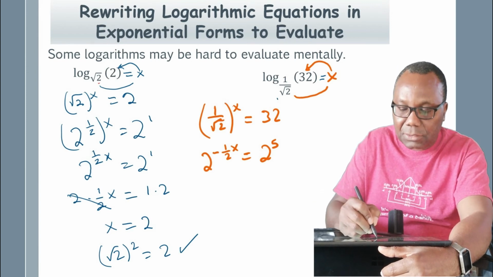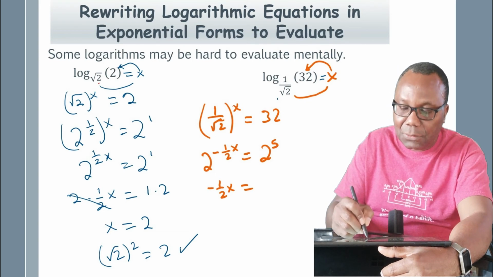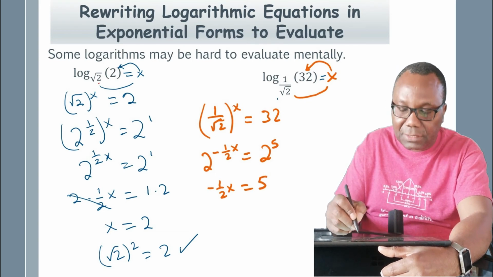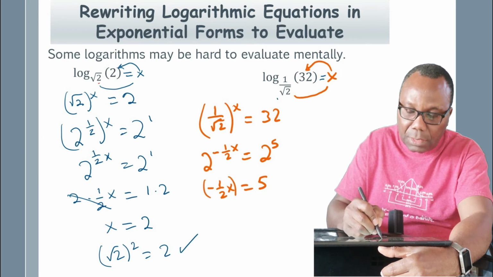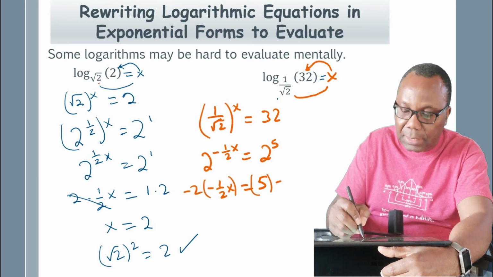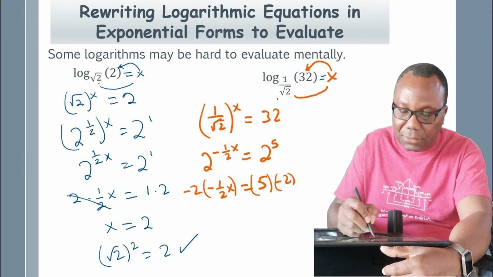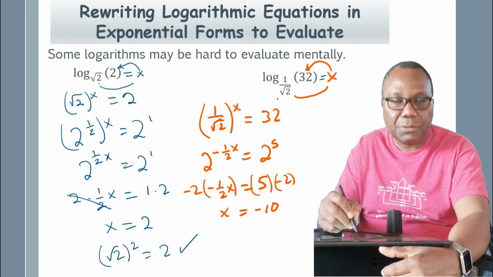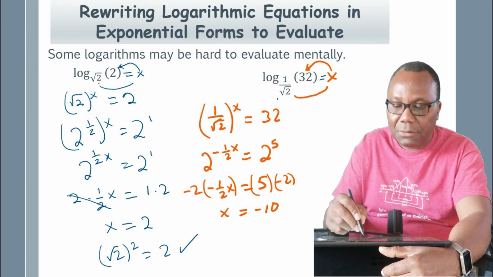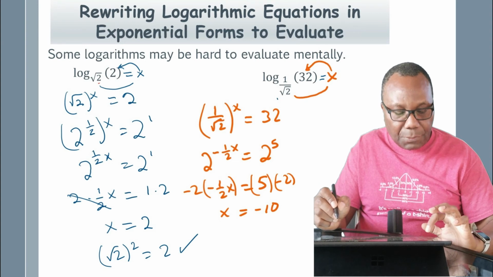So now we can just write -1/2 x equals 5. To finish this off, we can multiply both sides by -2, so that on the left side only x will be left, and we have x alone. On the right we have -10. We can test it. That's actually true: if you raise 1 over √2 to the power of -10, you get 32. Okay, so we're almost done.